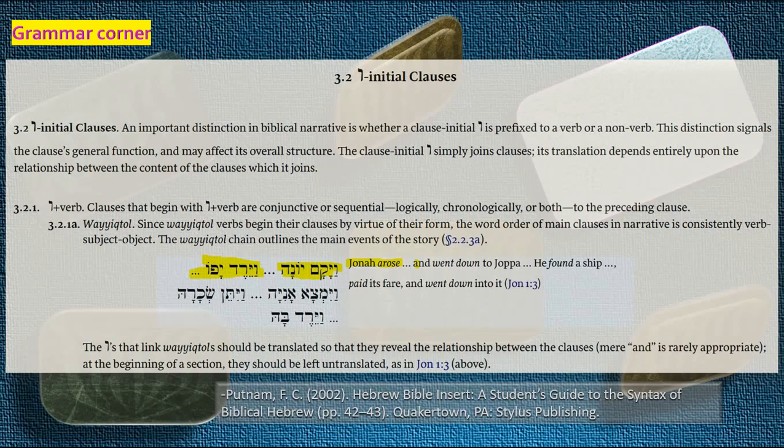And then we get and went down to Jaffa. He found a ship. Look at this. Vayimsa onia. So that's he found a ship. Yimsa means he will find. And the Vav changes the time so that it's he found, right? Past tense. But notice it doesn't say and he found a ship. Just he found a ship. This is totally correct, totally fine.